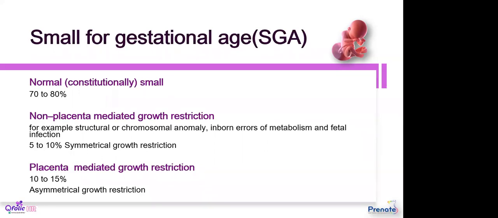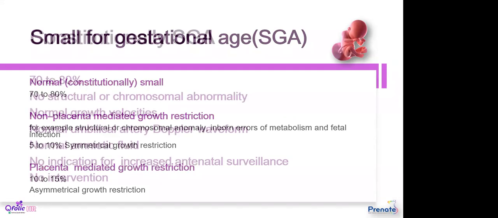This accounts for 5 to 10% of fetuses, and most of the time it is symmetrical growth restriction. Placenta mediated restriction accounts for 10 to 15%, and in this condition there is decreased blood supply to the placental bed. Resistance in the placental bed increases. This results in decreased availability of nutrition and oxygen to the fetus, resulting in asymmetrical growth retardation. Asymmetrical growth retardation means the head is growing well but the abdomen is not growing well, so the head circumference to abdominal circumference ratio is increased. So there is asymmetry in the growth of the fetus.